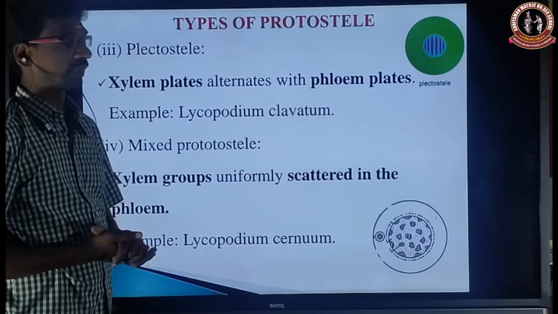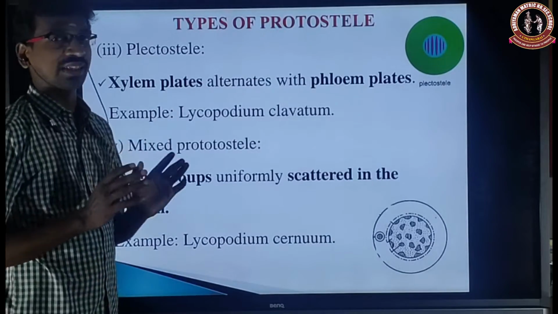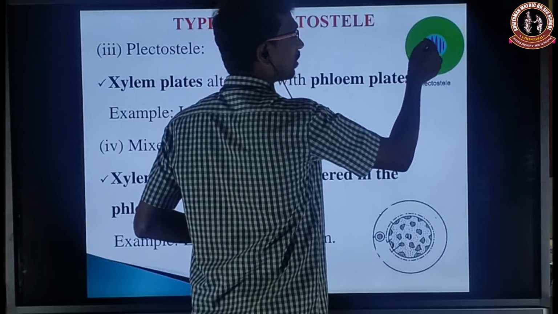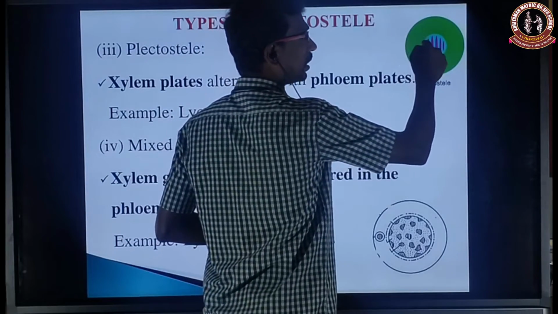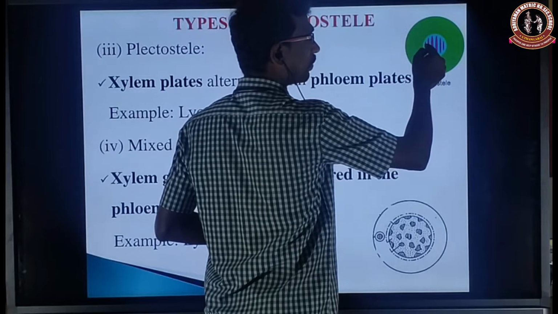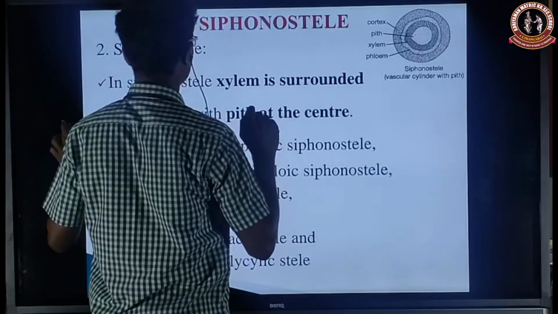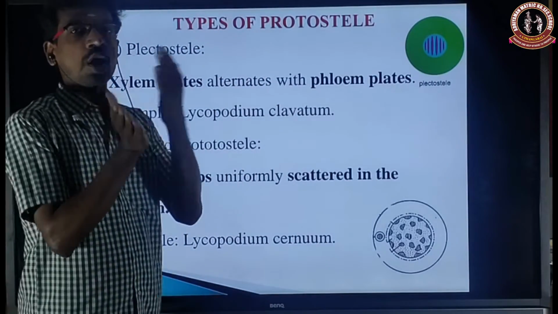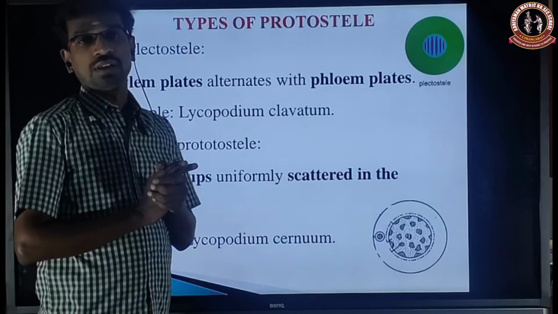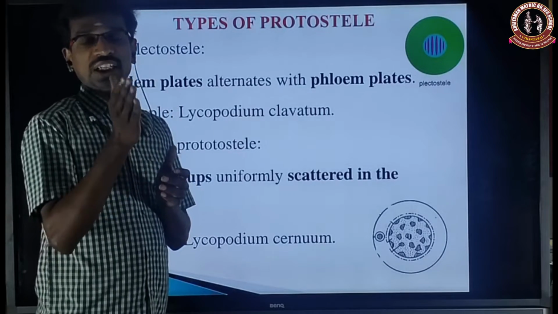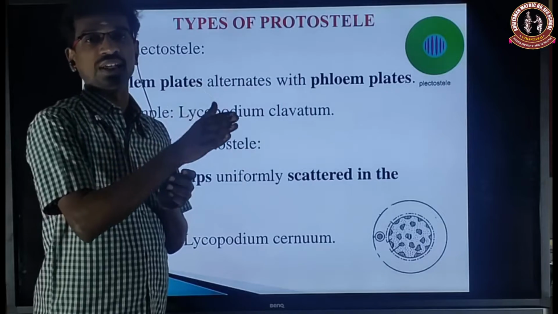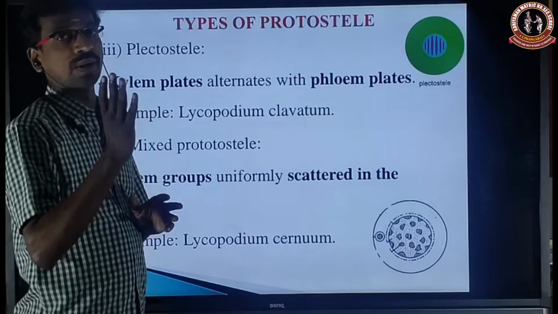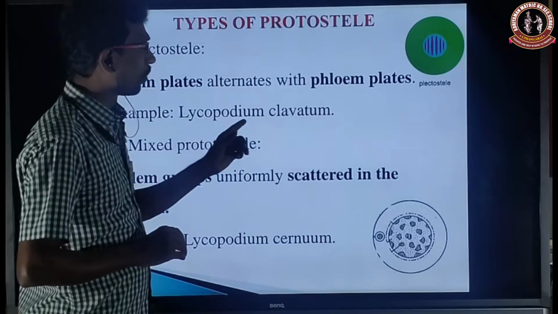Plectostele. The xylem plates alternate with the phloem plates. So that means plate-like xylem is present, and it alternates: xylem, phloem, xylem, phloem, like that. The xylem looks like a plate and alternates with the phloem. So that is a plectostele. Plate-like. Example, Lycopodium clavatum.